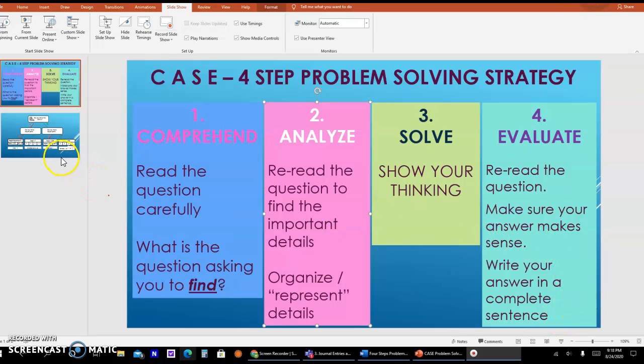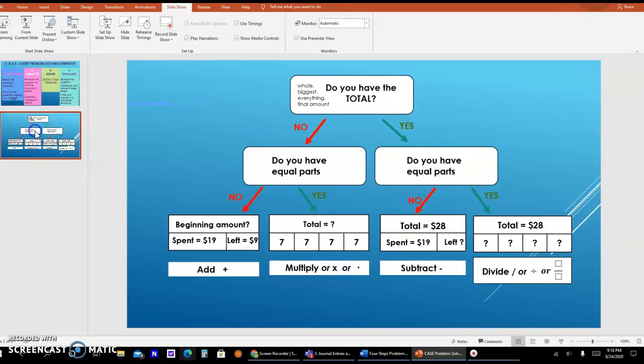Okay, the way I think about a problem is like this. Normally, I look at a word problem. I'm thinking, okay, do I have the total or not? If yes, I have the total, that means you need to find the parts. If you don't have the total, that means you have to find the total itself.